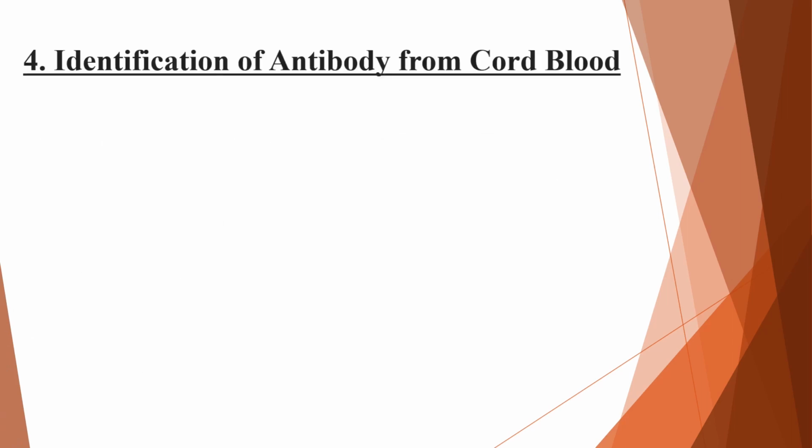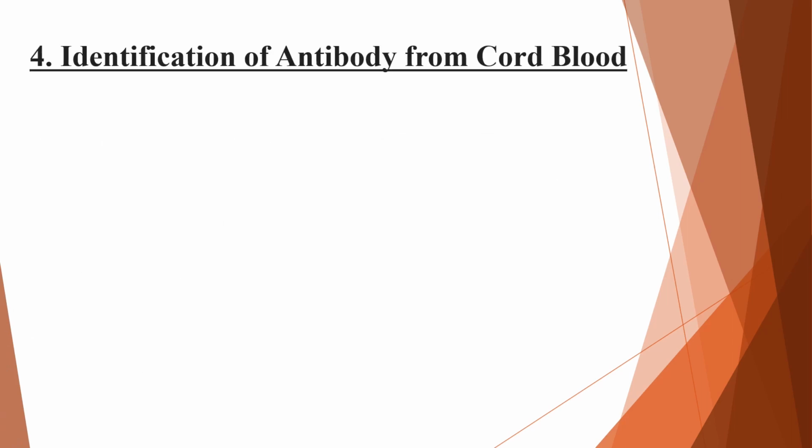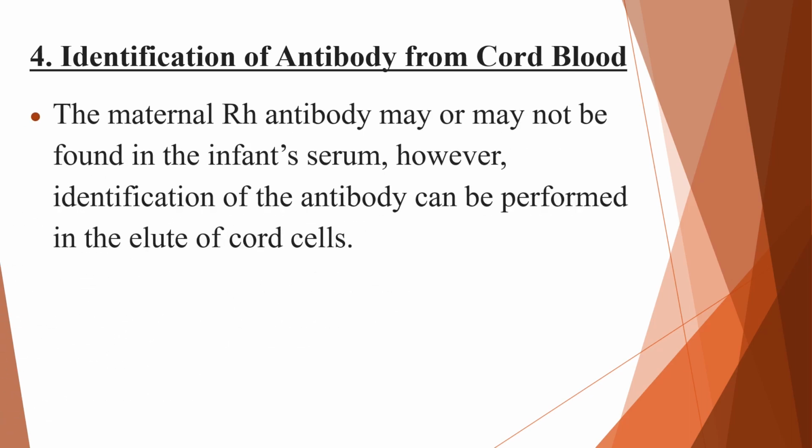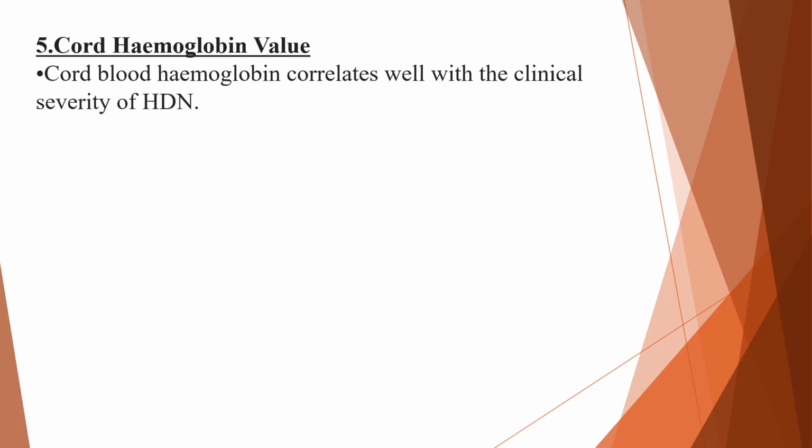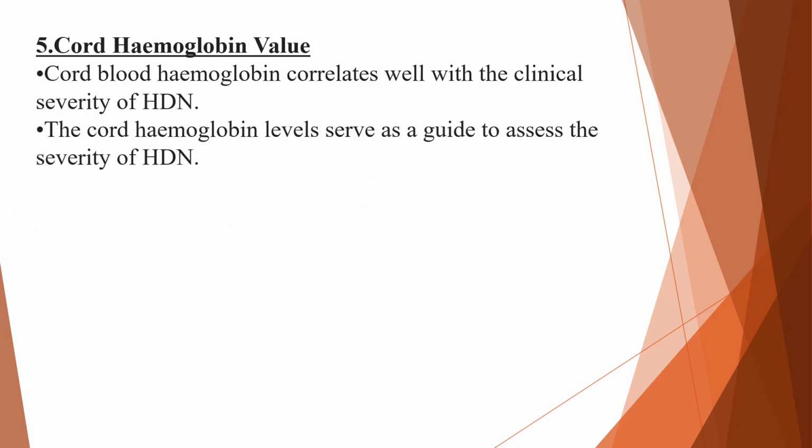4. Identification of antibody from cord blood. The maternal Rh antibody may or may not be found in the infant's serum. However, identification of the antibody can be performed in the eluate of cord cells. 5. Cord hemoglobin value. Cord blood hemoglobin correlates well with the clinical severity of HDN. The cord hemoglobin levels serve as a guide to assess the severity of HDN.